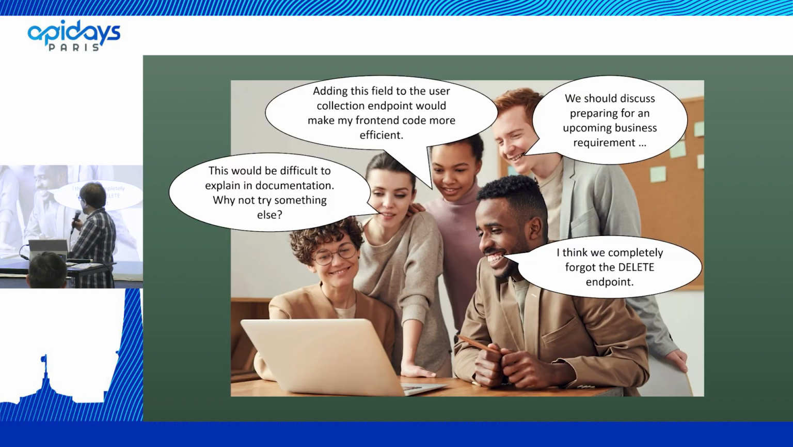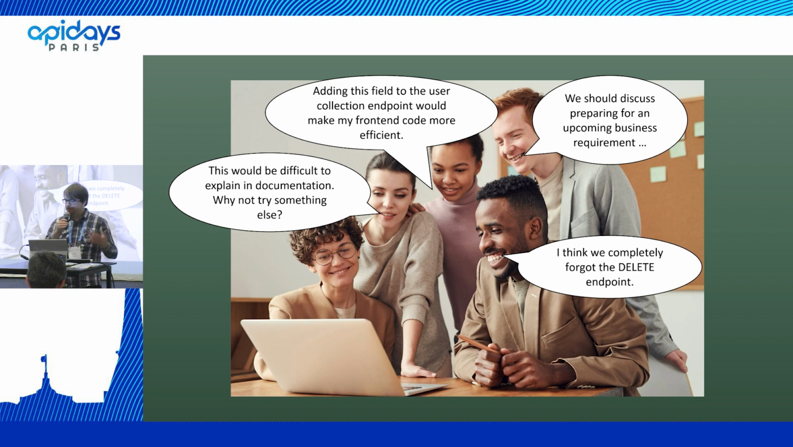So now we've gotten our team back together. Think about this person here. They have written the API documentation, and now people come with all sorts of feedback. So just the one thing I mentioned, this would be difficult to explain in documentation. This is the technical writer's perspective, seeing the API definition and saying, okay, how can I explain this to users? Adding this field to the user collection endpoint would make my front-end code more efficient.